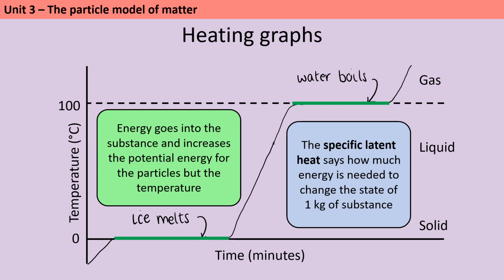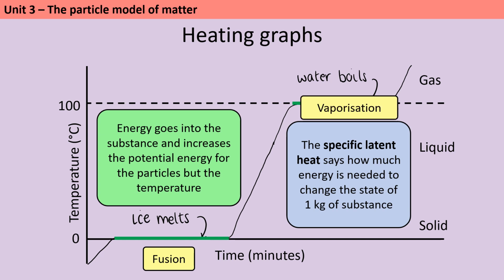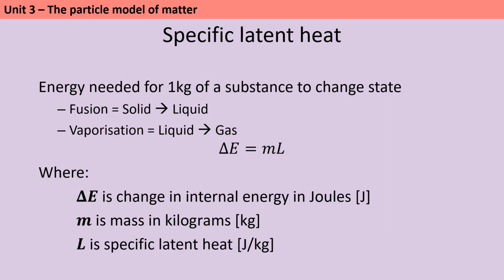Now, that's obviously not going to be the same amount of energy for melting it as for boiling it. So we have slightly different names. So we have the specific latent heat of fusion when a substance is melting, and the specific latent heat of vaporization when it is turning into a gas. So again, this is an equation with quite sensible units in that energy is going to be measured in joules and mass is measured in kilograms. So therefore specific latent heat is in joules per kilogram, which is nice and easy to remember.